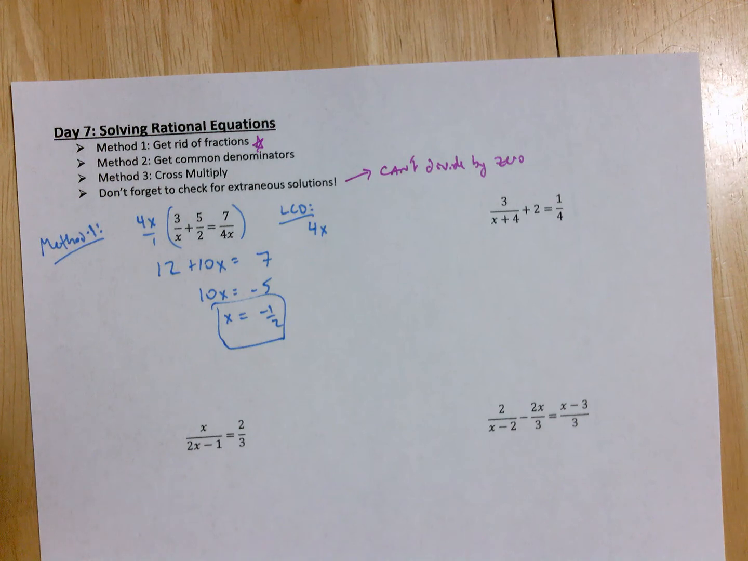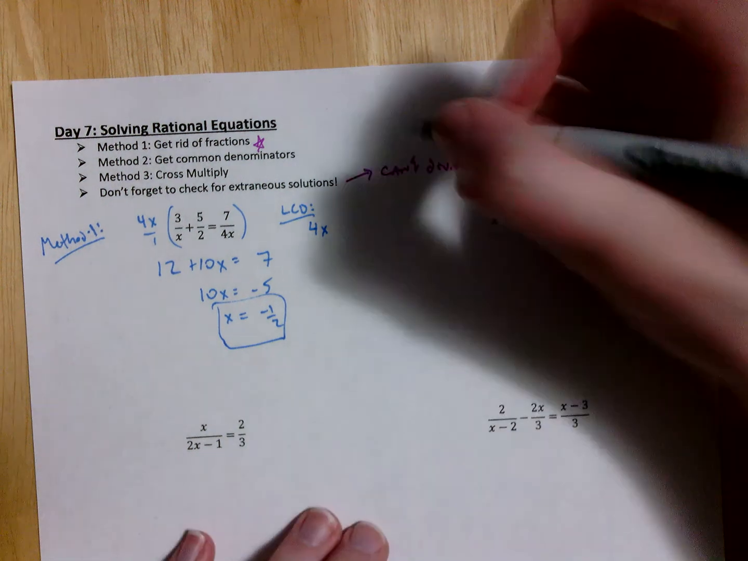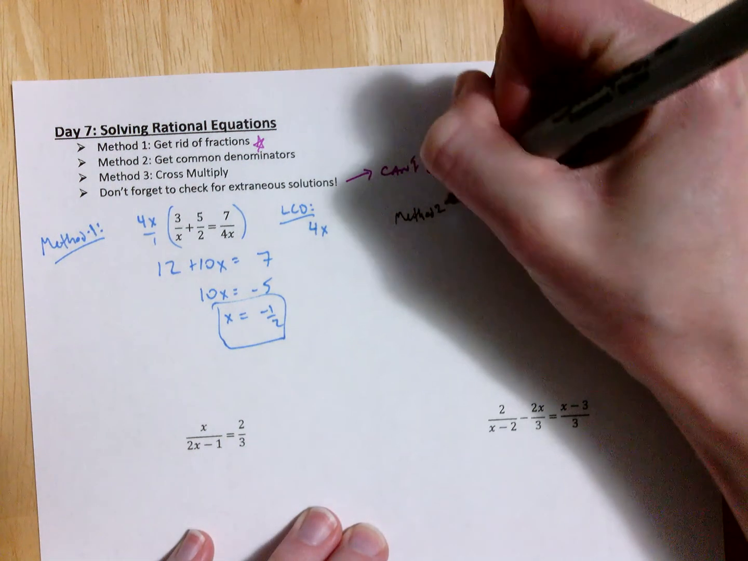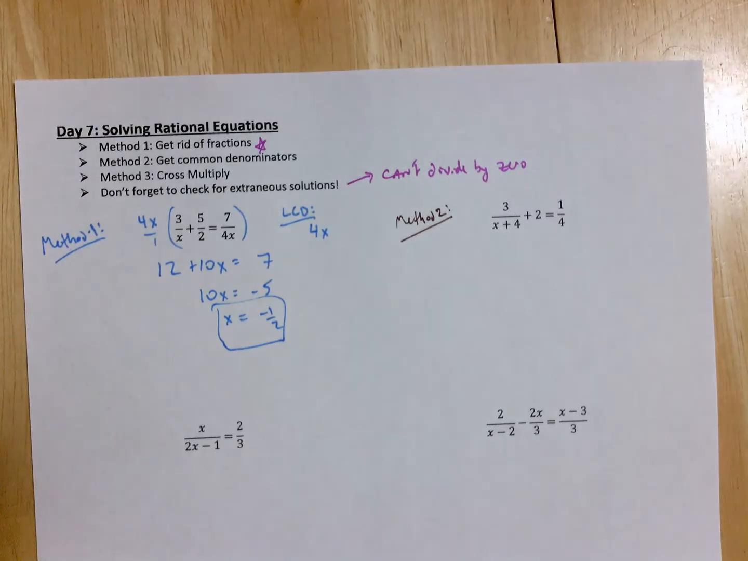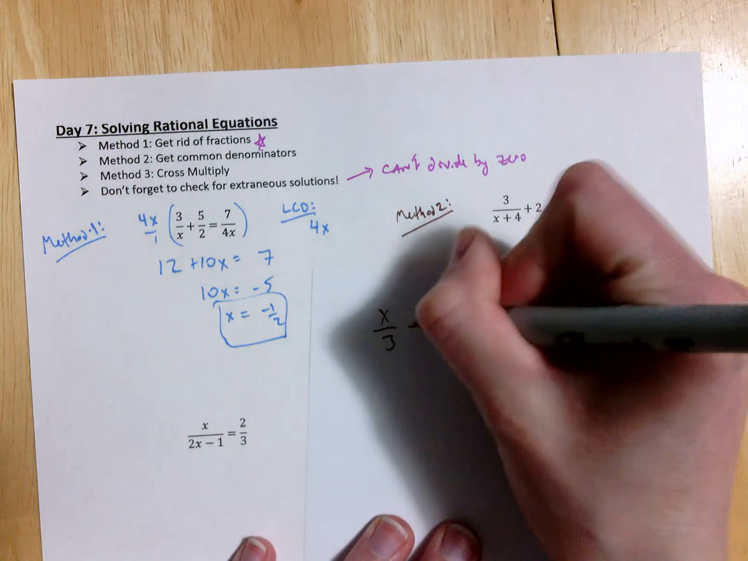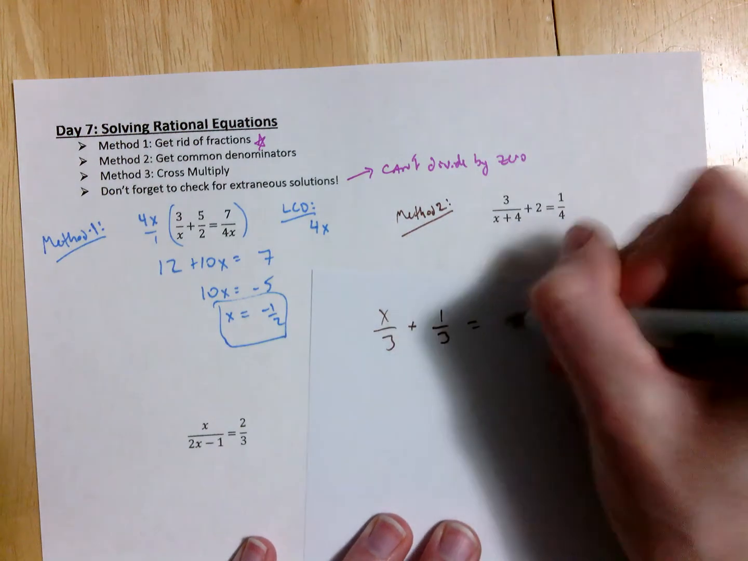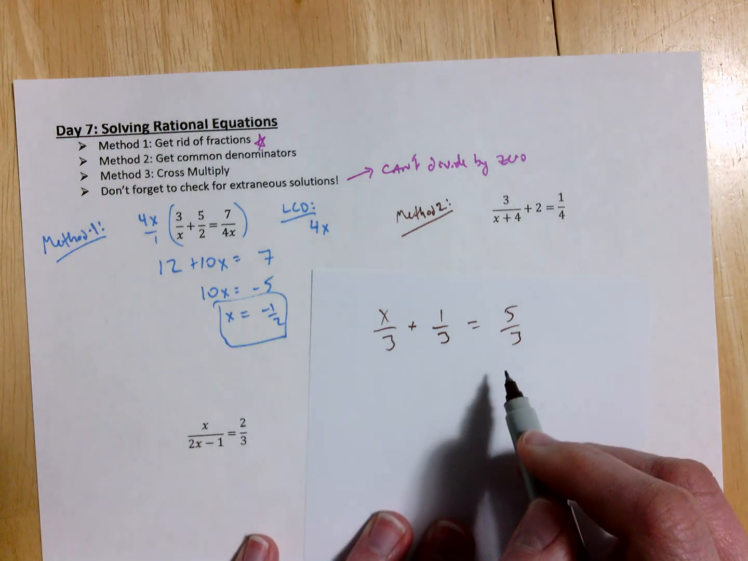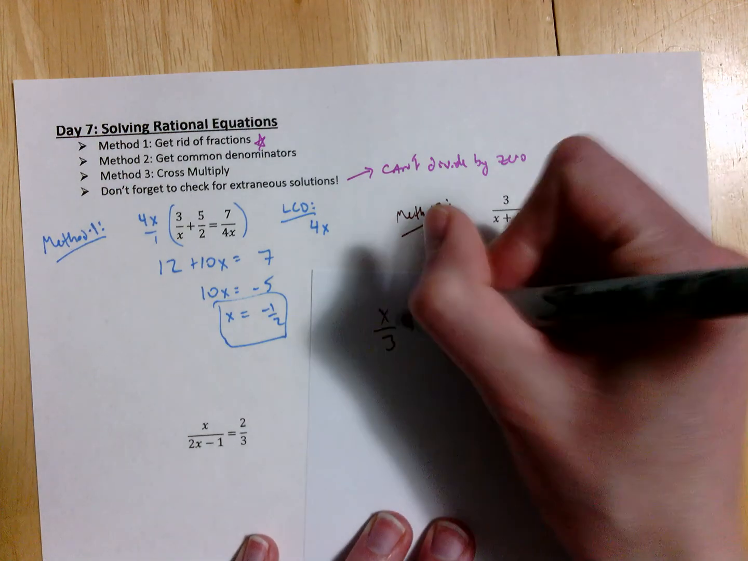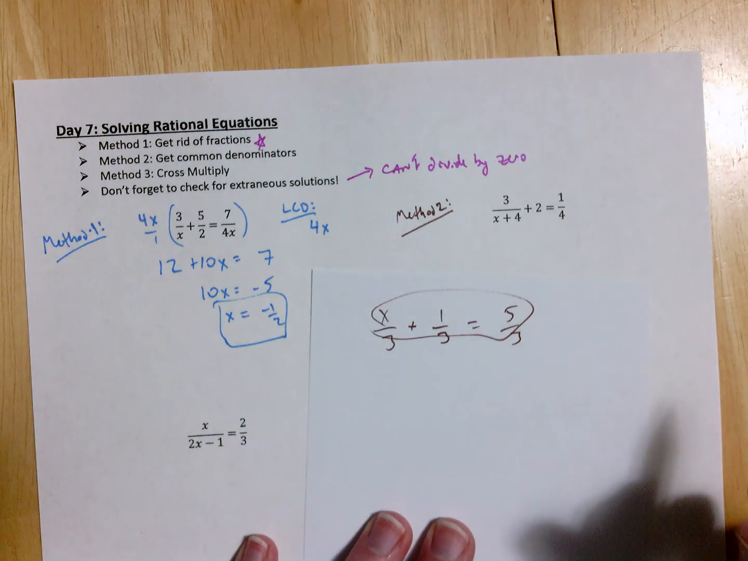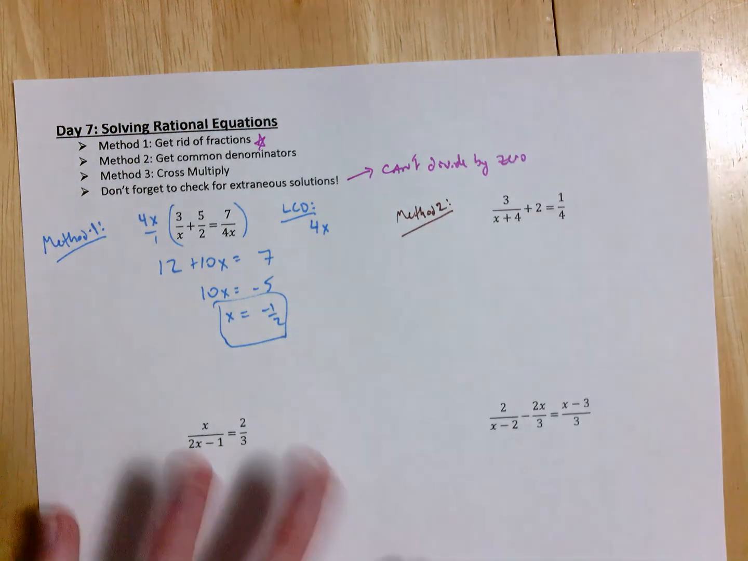All right, method two. The idea with method two is that you basically just want to get common denominators across all of your fractions. As a simple example of this, if you had an equation like x/3 plus 1/3 equals 5/3, because the denominators are all the same, it makes this equation pretty trivial. You're basically just solving this equation up here, and it's pretty obviously 4. So that's the same concept that we're going to do here.